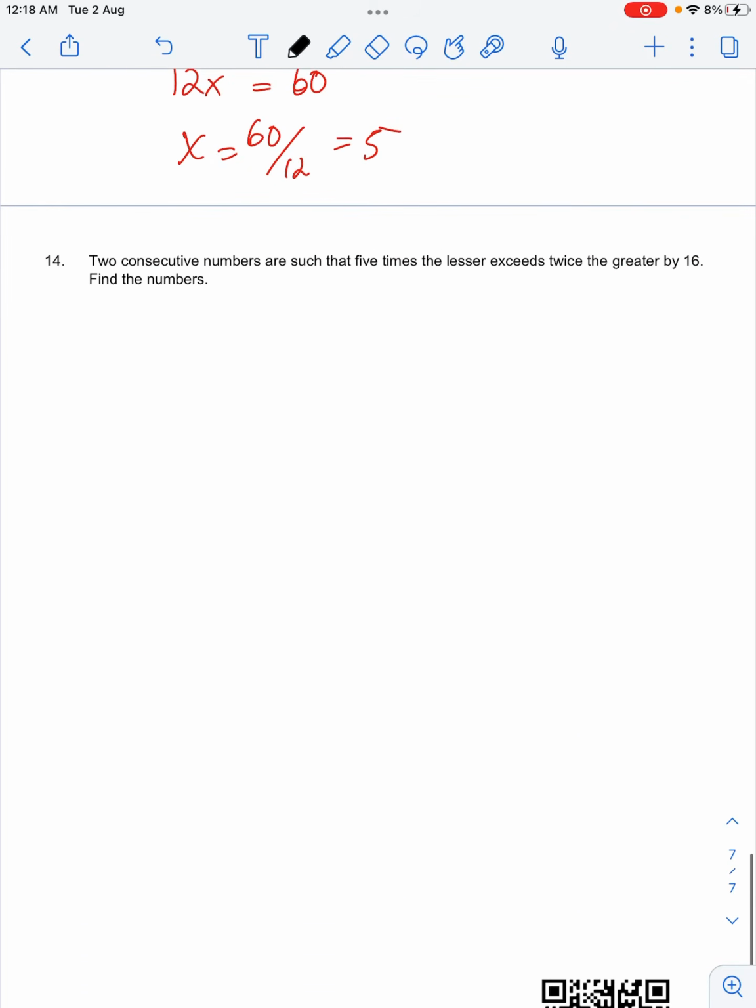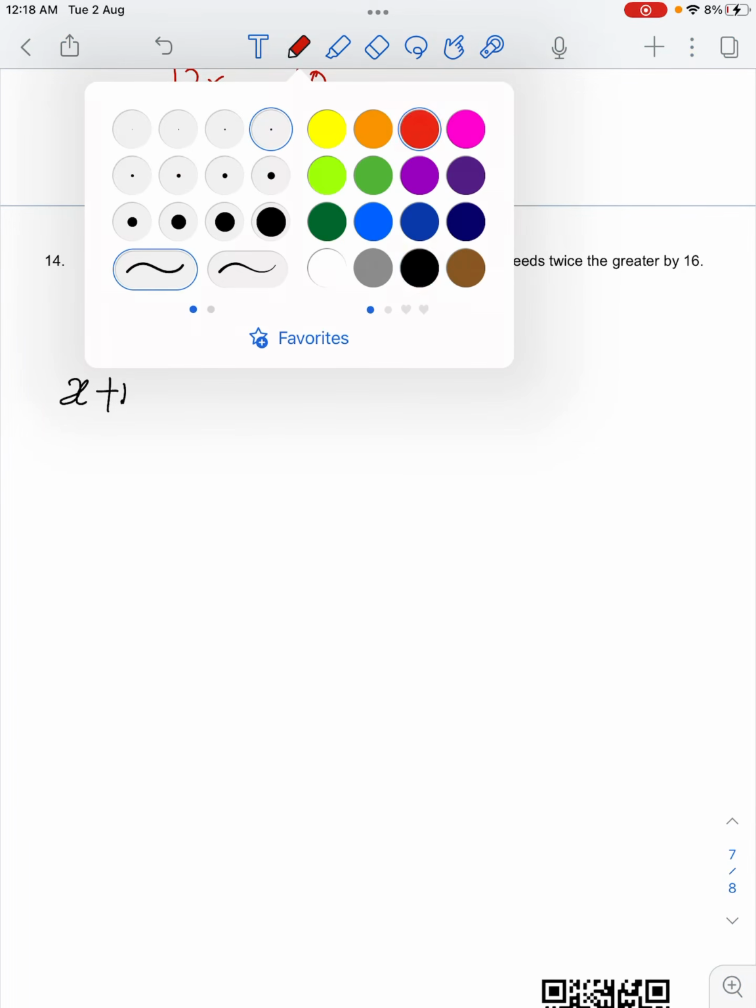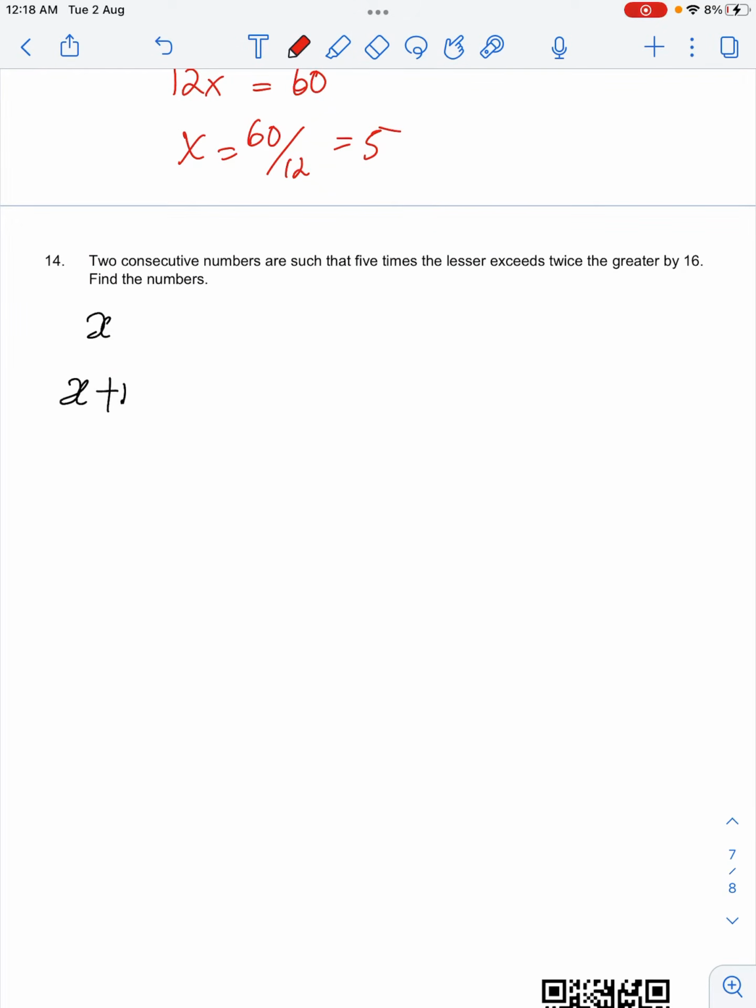Then the last question, we have 2 consecutive numbers. So again, x is the first one, then x plus 1 is the second one. What do they say? We know that 5 times the lesser. So the lesser number has to be the first one, and the greater has to be the one that follows. So what do we know? We know that 5 times the lesser exceeds.